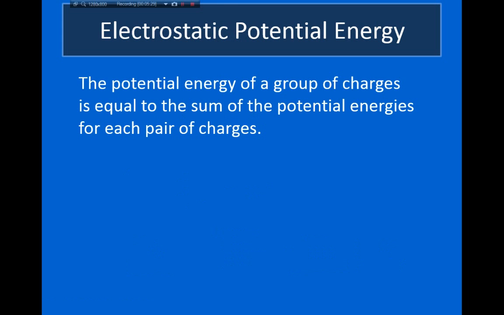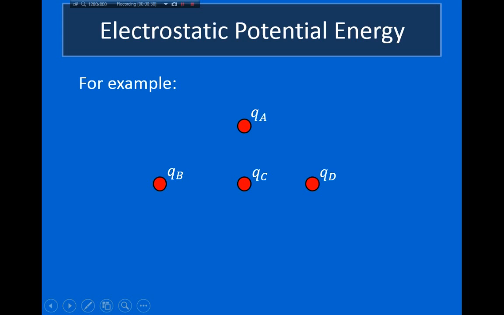So we've seen how to calculate the potential energy between 2 charged particles, but how do we calculate the potential energy between 3 or 4 charged particles? The answer is that the total potential energy is equal to the sum of the potential energies for each pair. So what exactly do I mean by that? Well, let's go ahead and look at an example.